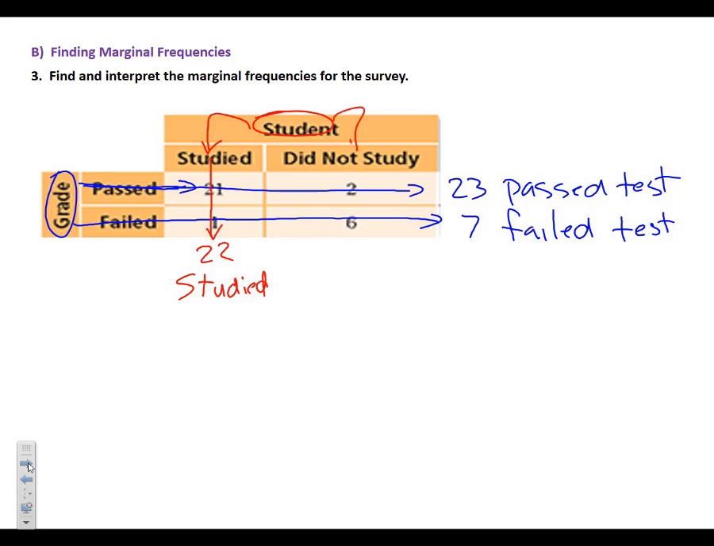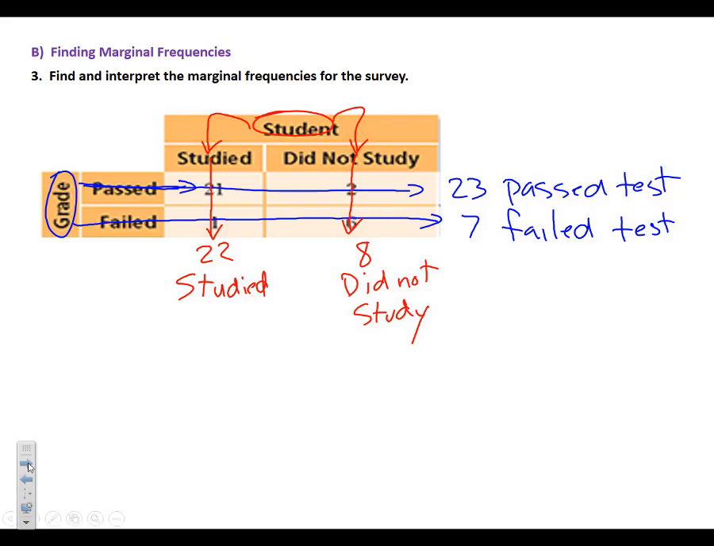And of course, when we go down the other column, and we continue down, we add 2 plus 6, we get 8. 8 students did not study. So when we find 8, we found the marginal frequency. When we interpret that number 8, we say that 8 represents students who did not study.